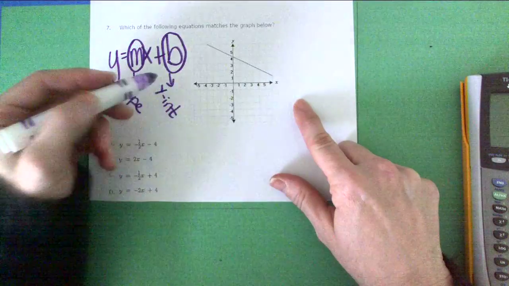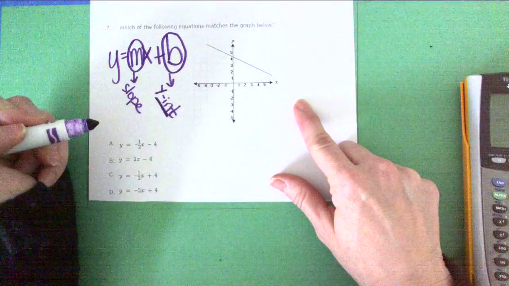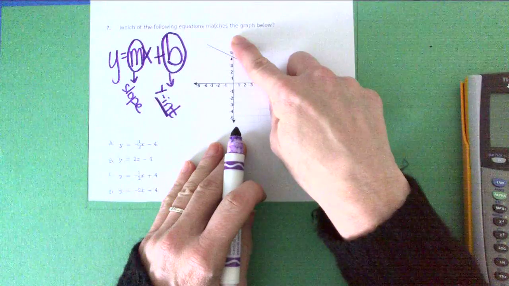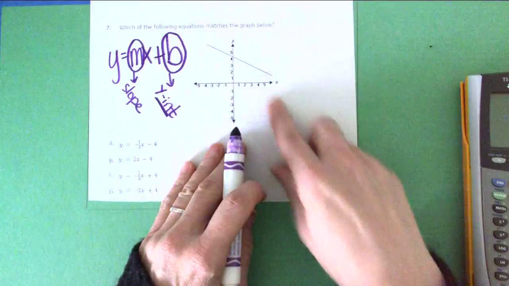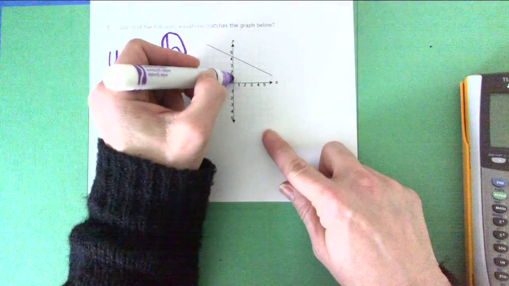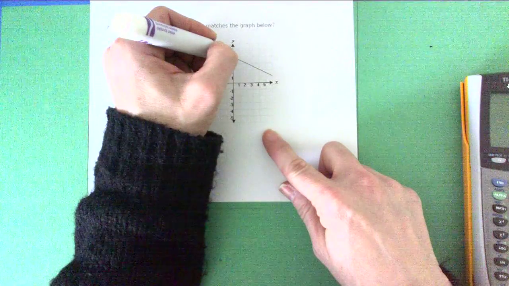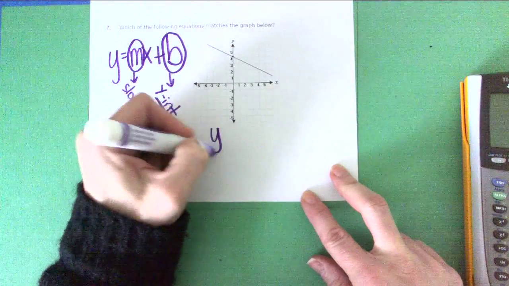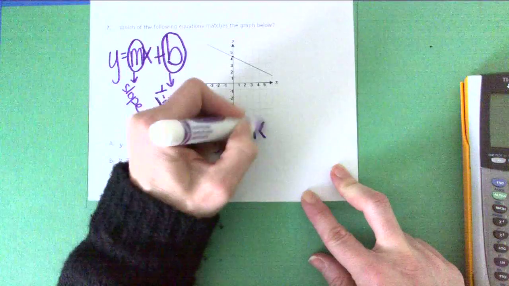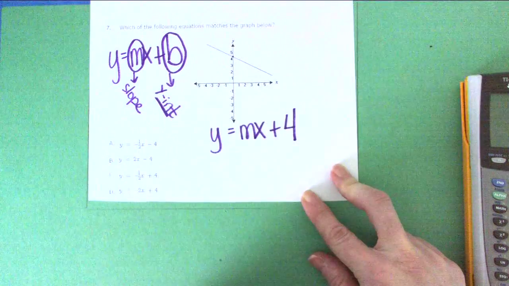I always like to start in the back with the y-intercept. So if I look at my y-axis and figure out where this line is crossing the y-axis, I will see that this line touches and crosses through right here at 0, 4. So now I can write y equals mx plus 4.